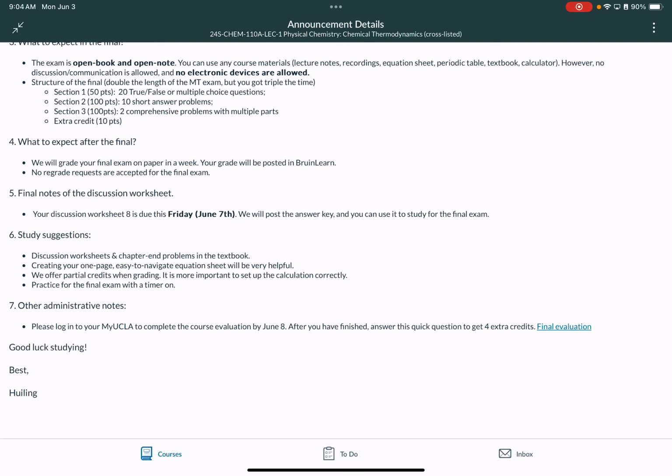So that you can allocate your time accordingly and you're not running out of time at the end.